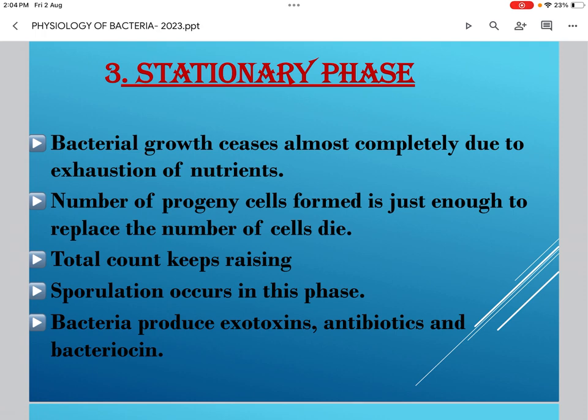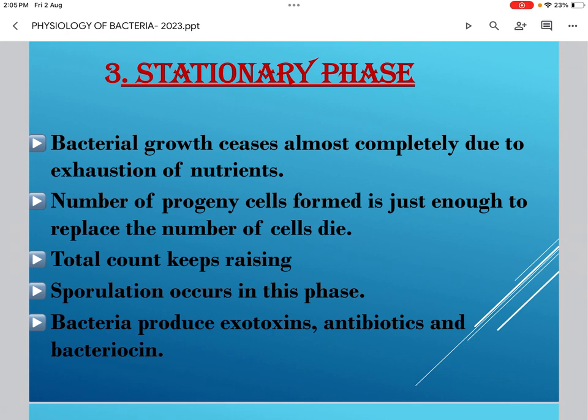So in the stationary phase, if you have 10 new cells, there will be 10 dead cells. So there will be an equilibrium between the dead cells and the new cells. And sporulation occurs during this phase. And not only sporulation, exotoxins also will be produced during this stage.